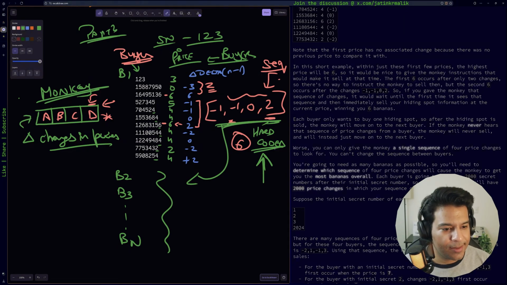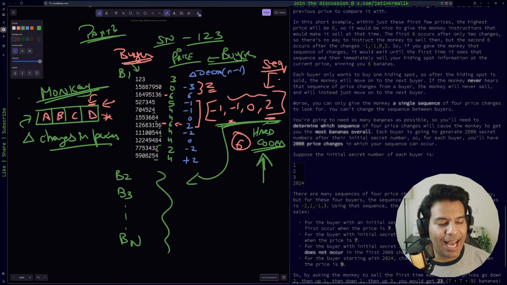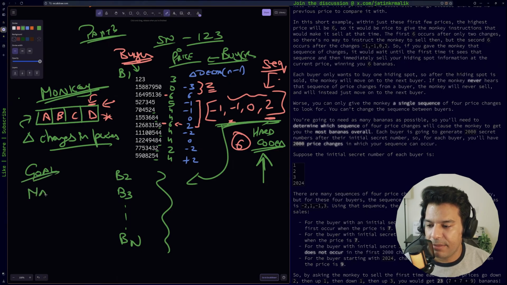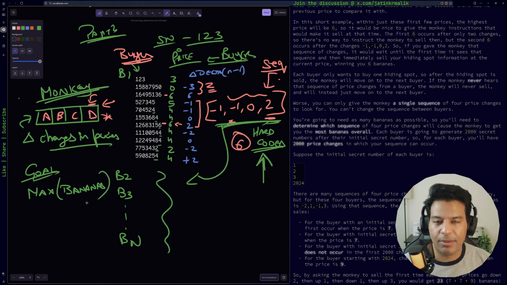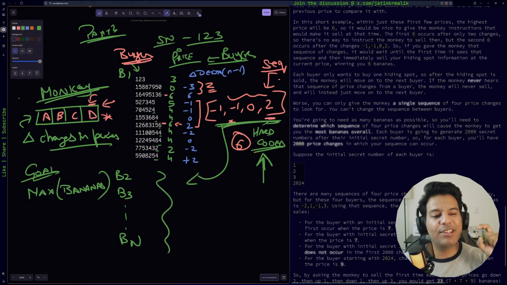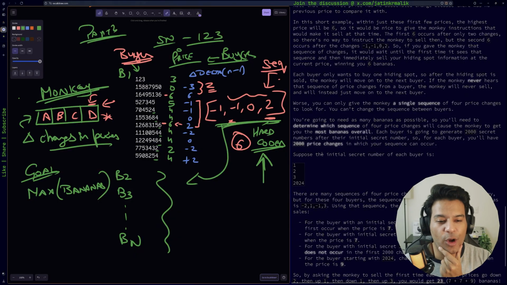But what is our sample space? Let's see. You are going to need as many bananas as possible. Yeah, so our goal is to maximize bananas. We have a simple goal. And so you will need to determine which sequence of 4 price changes will cause the monkey to get you the most bananas overall across all the buyers. And each buyer is going to generate 2000 secret numbers after their initial secret number. So for each buyer, you will have 2000 price changes in which your sequence can occur.